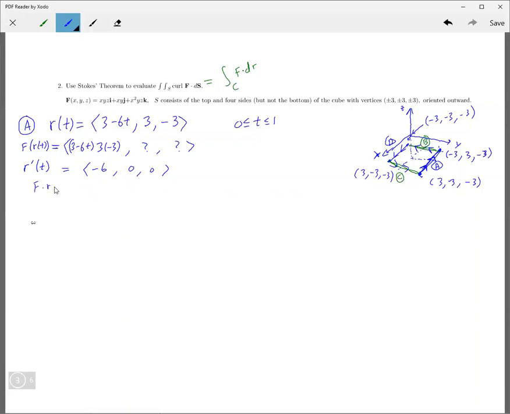Because when we take the dot product, F dot dr, we're going to get this times this. I think that's nasty. So negative 6 times 3 times negative 3 times 3 times all this turns out to be 162 times 1 minus 2t.